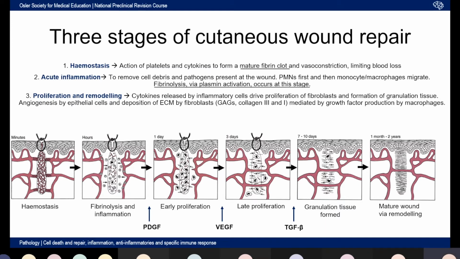There are 3 stages of repair, essentially: hemostasis, acute inflammation, and proliferation and remodeling. And I've shown a diagram at the bottom which explains it really well. So hemostasis is important because you want to plug the hole first as soon as there's a cut. And you plug the hole through a massive fibrin clot. Once you plug the hole, now you need to deal with any bacteria inside, and get rid of any cell debris and cell damage.